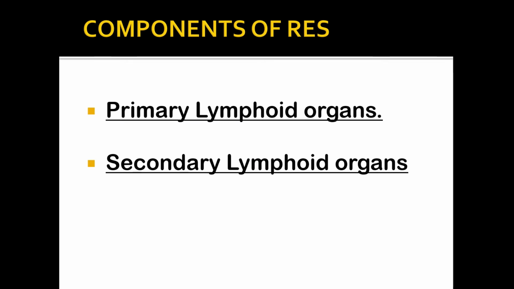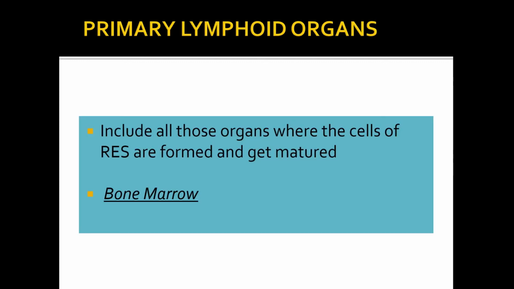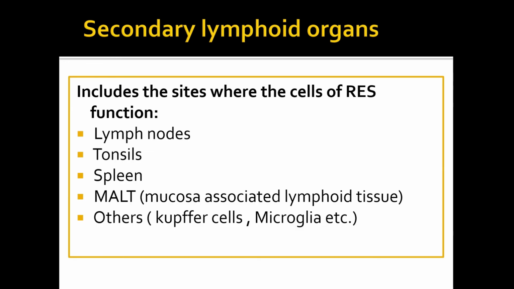So basically, the components of the reticuloendothelial system are primary lymphoid organs and secondary lymphoid organs. The primary lymphoid organs include all the organs where the cells of the reticuloendothelial system are formed and get matured, and this is the bone marrow. So in the bone marrow there is a formation of monocytes. So the primary lymphoid organ is the bone marrow, and then we have secondary lymphoid organs.